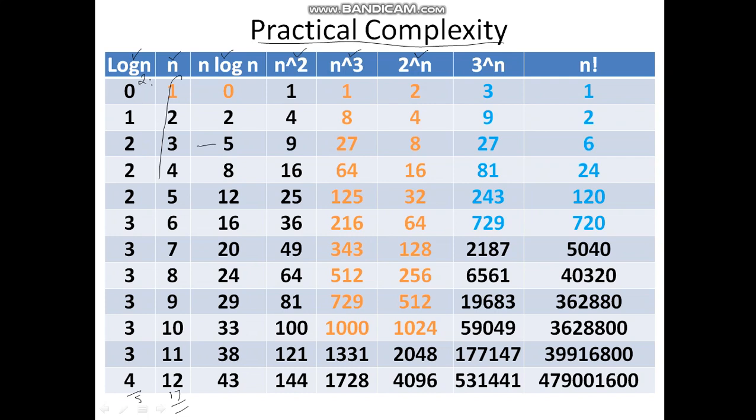And how you can find out log n to the base 2, if you are making use of your logarithm table and all, is that log n to the base 2 can be found by using log n to the base 10 divided by log 2 to the base 10. So this is the way you can find out the log to the base 2.